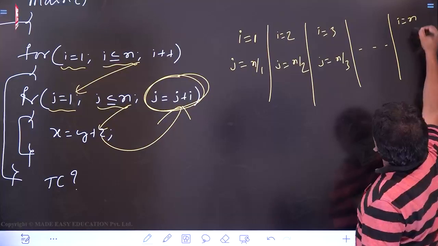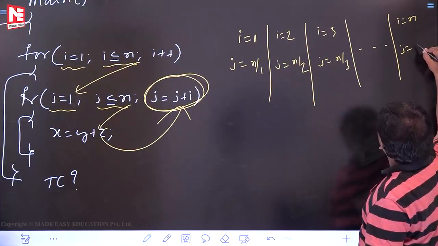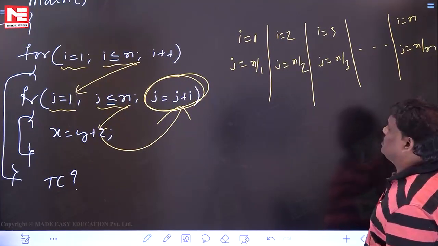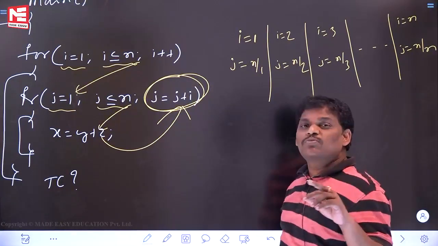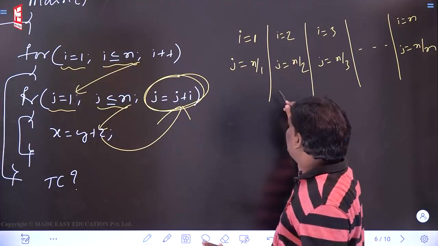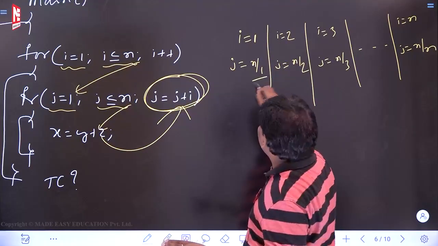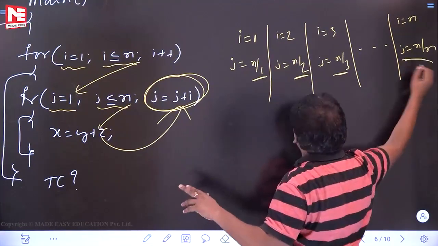i is equal to n, j loop, what is the answer? Always plus n, so n by n. Right, like this. Each i value j is going on like this. Now, what is the final answer?